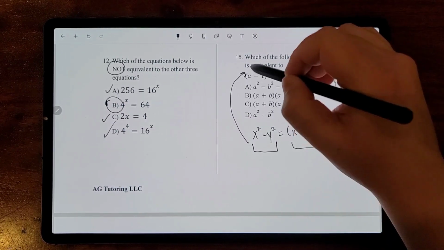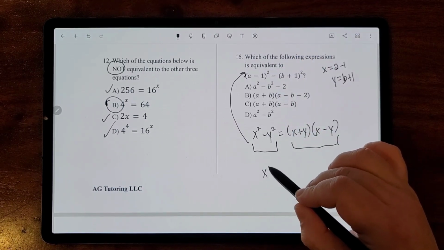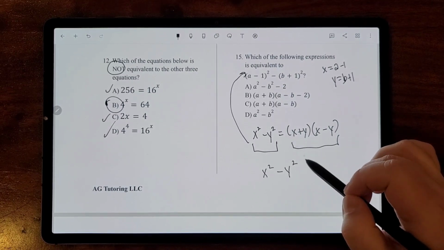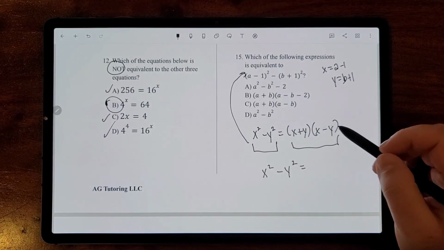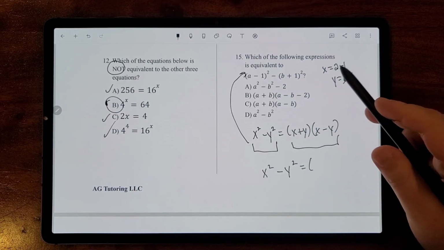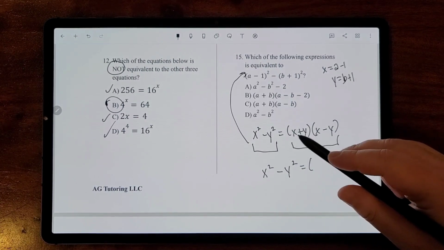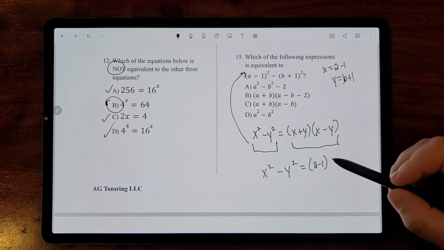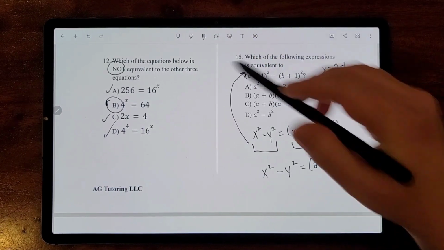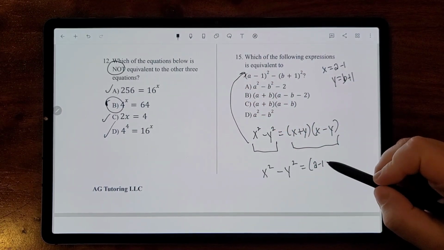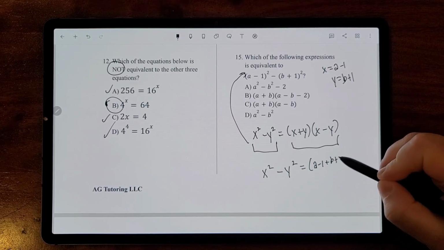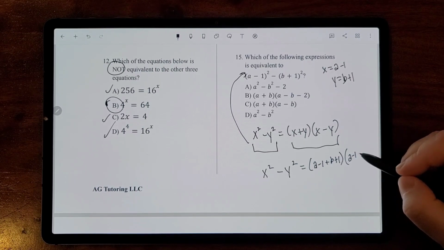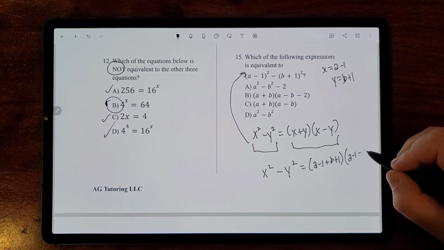So if we were to replace that right here, it would be X squared minus B plus 1 is Y, so that's minus Y squared. So we would say it has to be equal to X plus Y times X minus Y. Well, what is our X? Our X is A minus 1. So in place of X, everywhere I see an X, I'm going to put A minus 1. And everywhere I see a Y, I'm going to put B plus 1. So then I'm going to put plus, and then for Y, B plus 1. Everywhere I see X, I'm putting A minus 1. Everywhere I see Y, I'm going to put B plus 1.